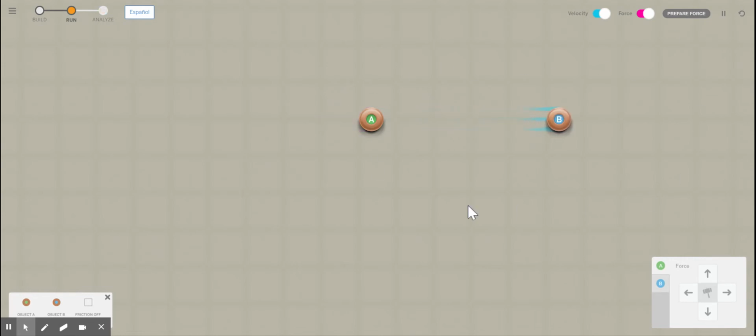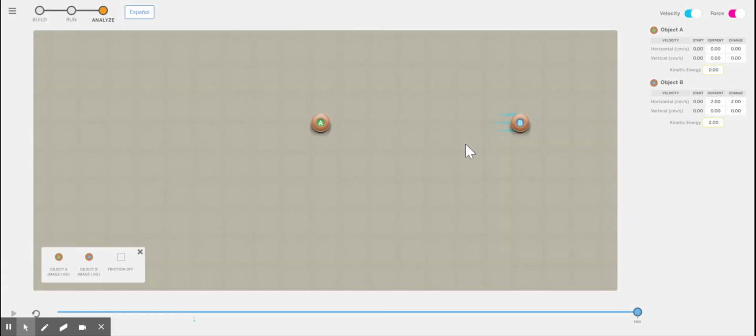So there I can see a different reaction, where the object hit and then this one actually started moving, and object A actually stopped moving.